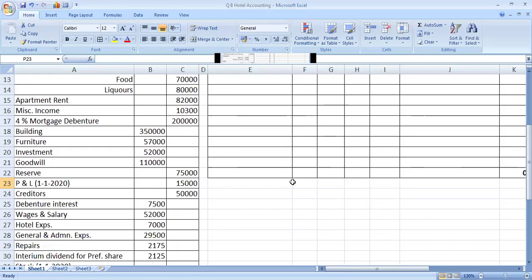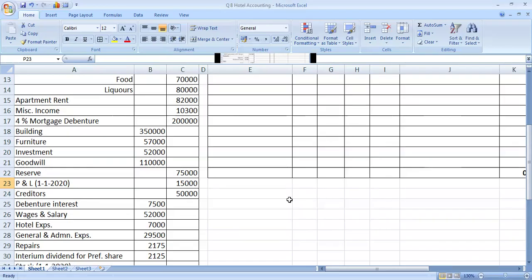Building 3,50,000, furniture 57,000. These two items will go under the heading of fixed assets, balance sheet asset side. Investment 52,000, this one is also an asset. Goodwill 1,10,000, this one is also an asset. Reserve 75,000. Reserve goes to the balance sheet liability side under the heading of reserve and surplus.